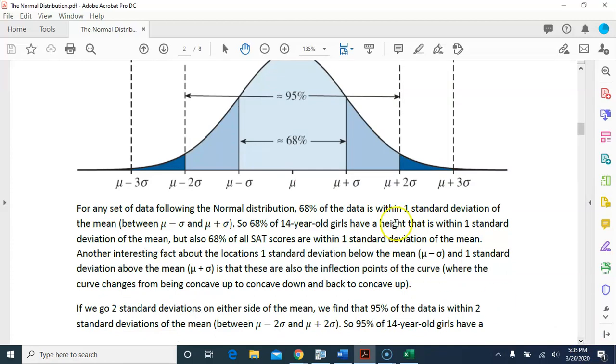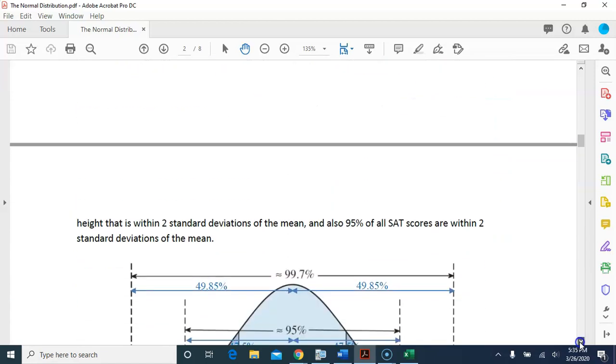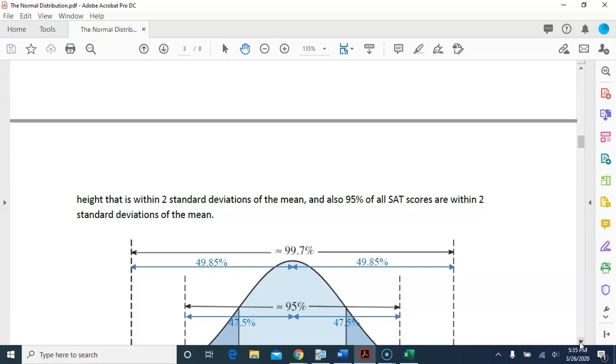If you go 2 standard deviations on either side of the mean, so that's the mean minus 2 standard deviations to the mean plus 2 standard deviations, that encompasses 95% of the data in a normal distribution. So if it's female heights that follow a normal distribution, 95% of them are within 2 standard deviations of the mean. If we're talking about SAT scores, 95% of SAT scores are within 2 standard deviations of the mean.